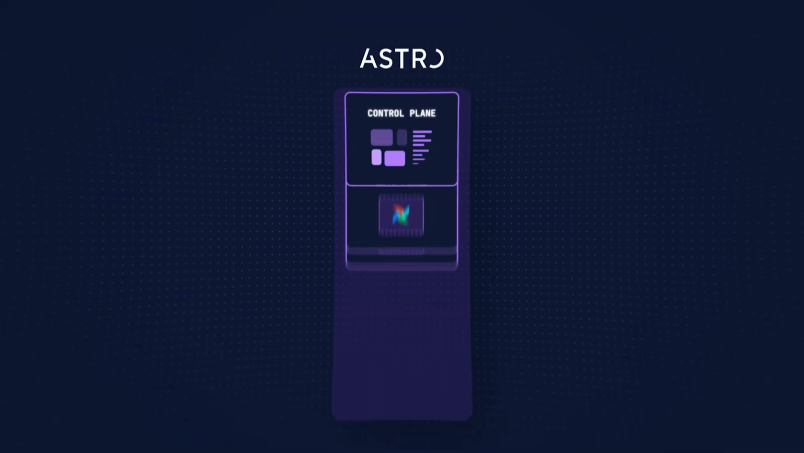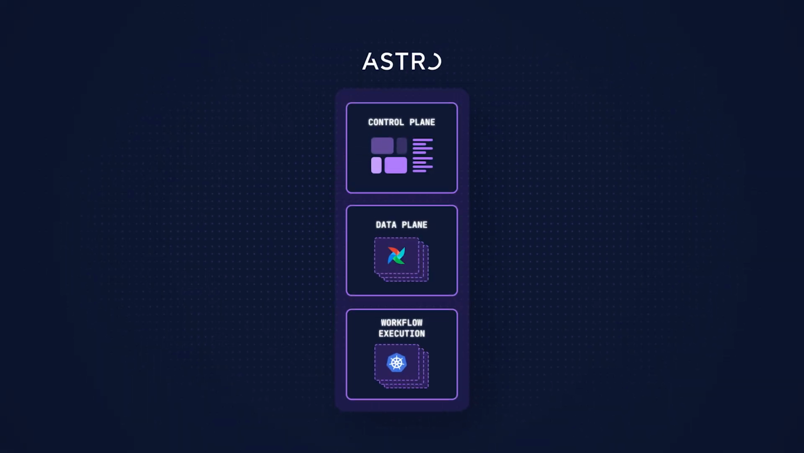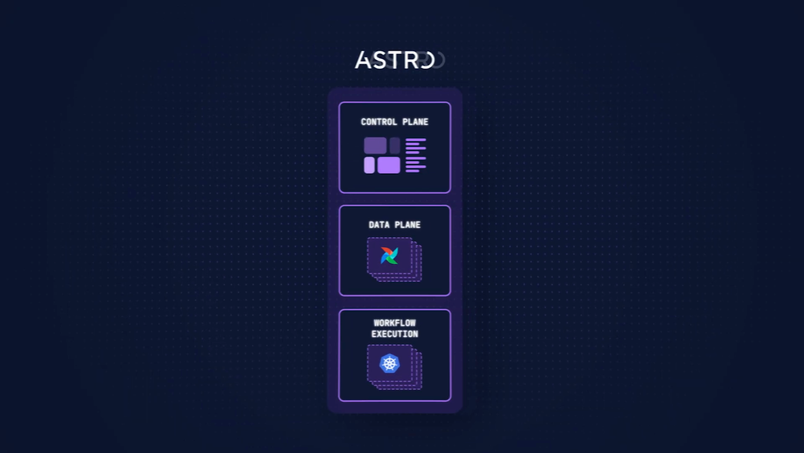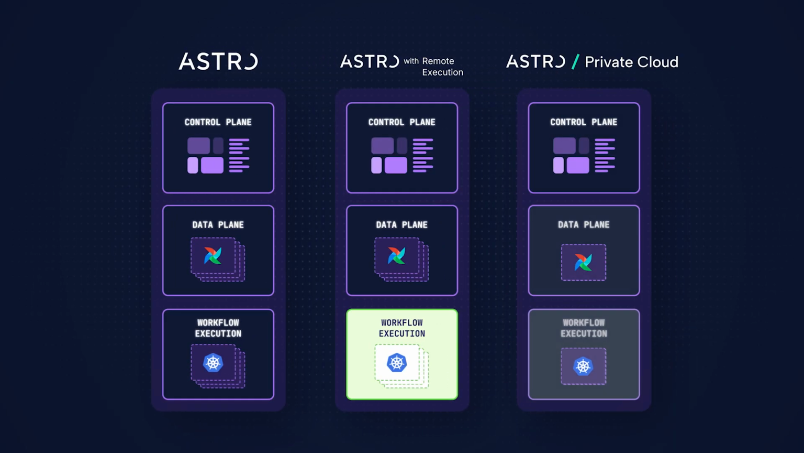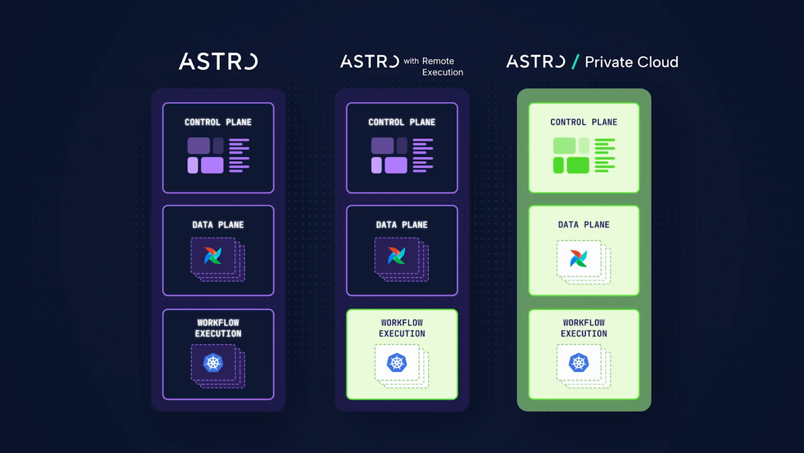You can orchestrate centrally in Astro, but run tasks wherever your data lives with remote execution, so sensitive data never leaves your environment, and you still get all the benefits of a managed service. Or, if you need complete control, Astro Private Cloud lets you run in your own environment while keeping the same streamlined experience. But it doesn't end there.